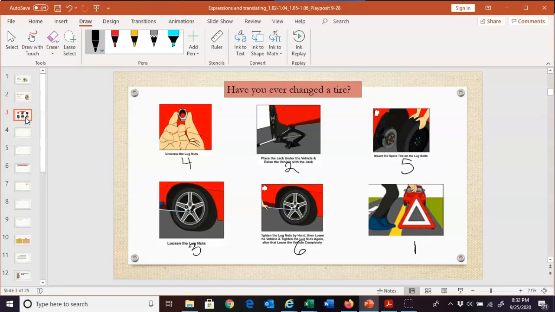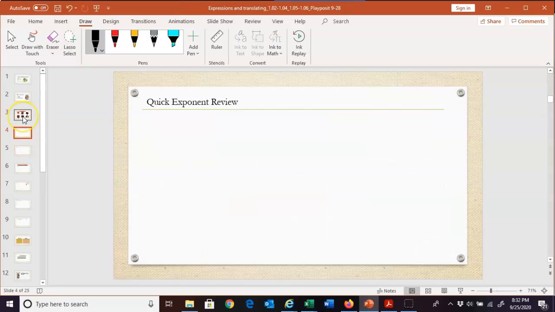Now, I don't think there would be any other way to change this tire, really, right? I mean, you're definitely going to have to jack up the car before you remove the tire. You couldn't do it otherwise. You definitely have to loosen the lug nuts before you can remove them, right? So this process has an order in order for it to be successful. And in math, we have a similar process, and that's called PEMDAS. And that's the order in which we simplify things. So before we get to that, we're going to do a quick exponent review.